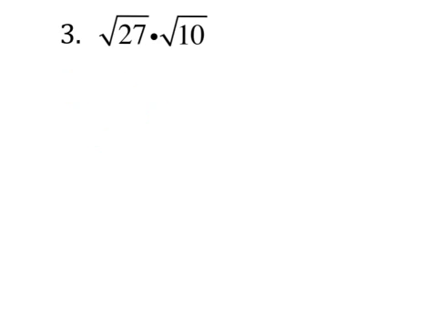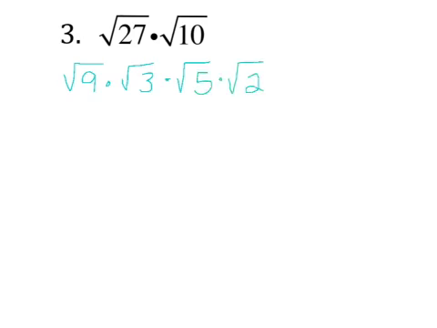For number 3, we have the square root of 27 times the square root of 10. And there's a few ways to do this problem. I think it's easiest to simplify first and then multiply. So we can break up the square root of 27 as the square root of 9 times the square root of 3. 10 can be broken up as the square root of 5 times the square root of 2.